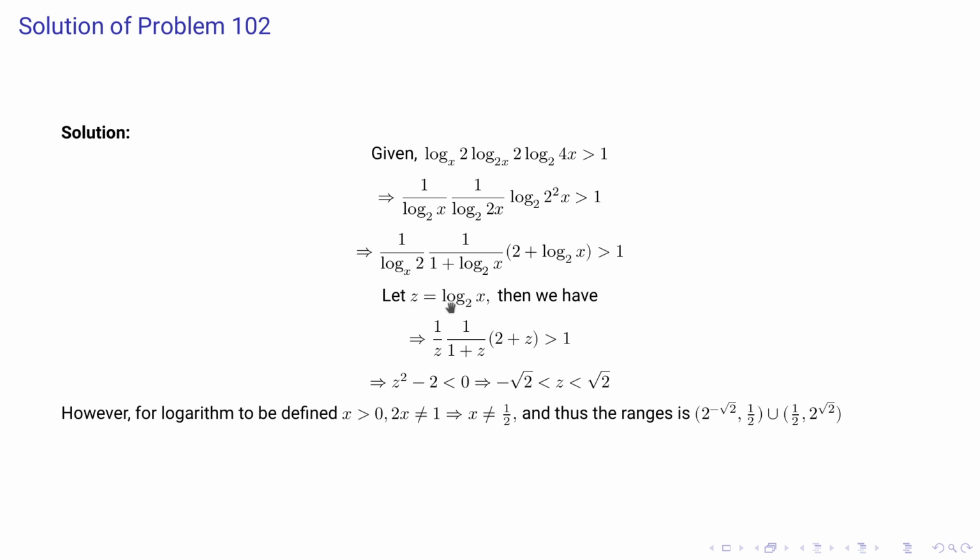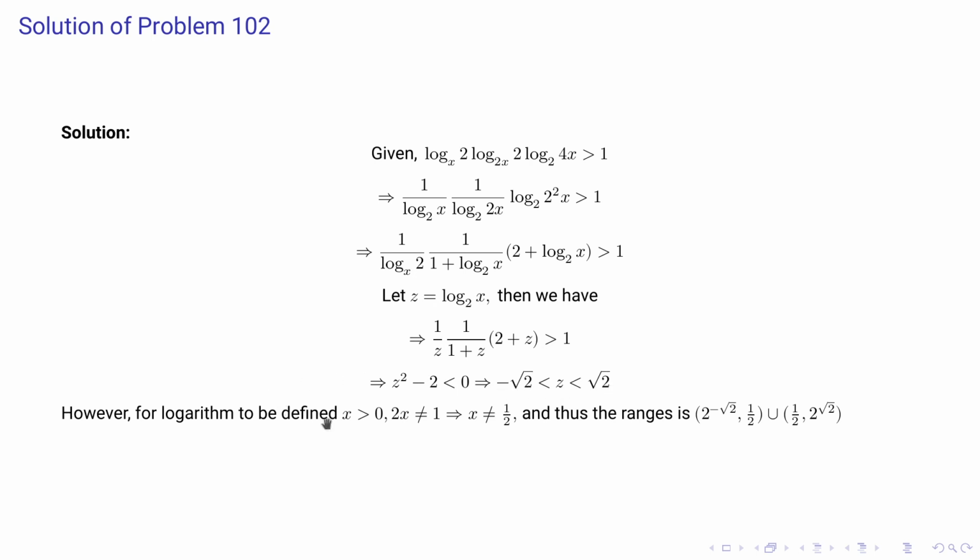Now we let log of x with base 2 be z, then we get 1 by z into 1 by 1 plus z into 2 plus z greater than 1. So the denominator will become z square plus z and the numerator will be 2 plus z. If we bring all of this on one side, then it becomes z square minus 2 less than 0. That means z should lie between minus square root of 2 and square root of 2.